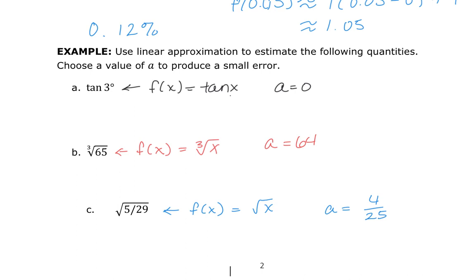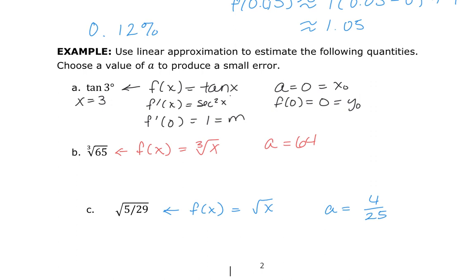So starting with A, you're going to find f prime of x, which is going to be the secant squared of x. F prime evaluated at 0. Secant is the reciprocal of cosine, so that's going to be 1. My f of 0, the tangent of 0 is 0. This is my y naught. This is my slope. My a is the same thing as x naught, and my x that I need to put in is 3. So my linear approximation L of x is going to be my slope, which is 1.